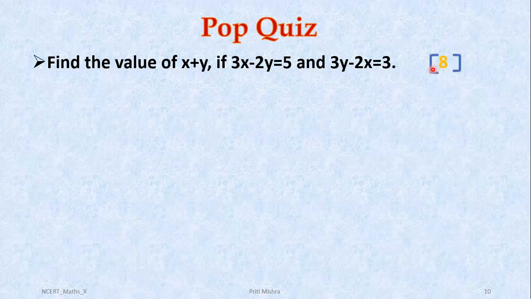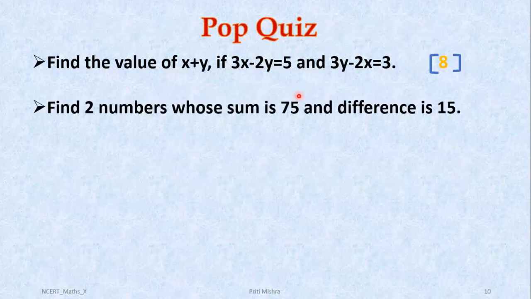So the answer is 8 here for these two equations, right? After getting the values of x and y, by opting for either of the two explained methods, you have to add those two values. You will get the value of x plus y, and the answer is 8 here.